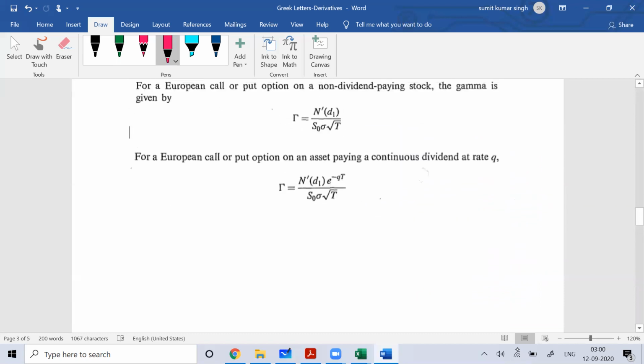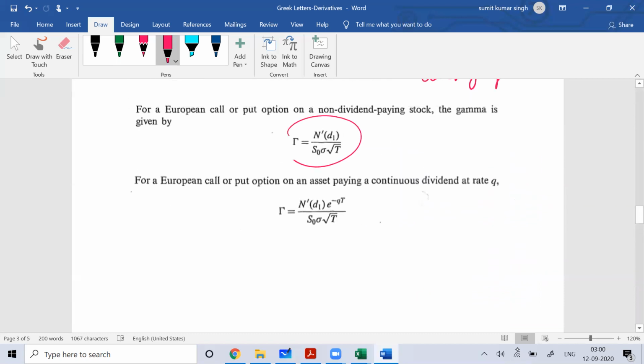So this is the formula to measure Gamma. Here you can see a term called N dash d1. So how do we calculate this N dash d1? This is the calculation. Okay, one minute.